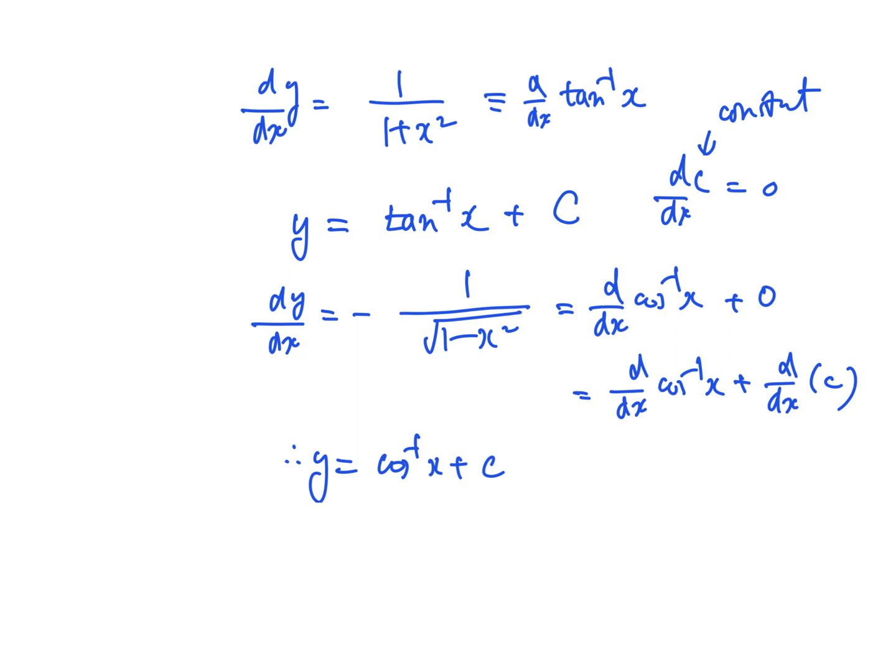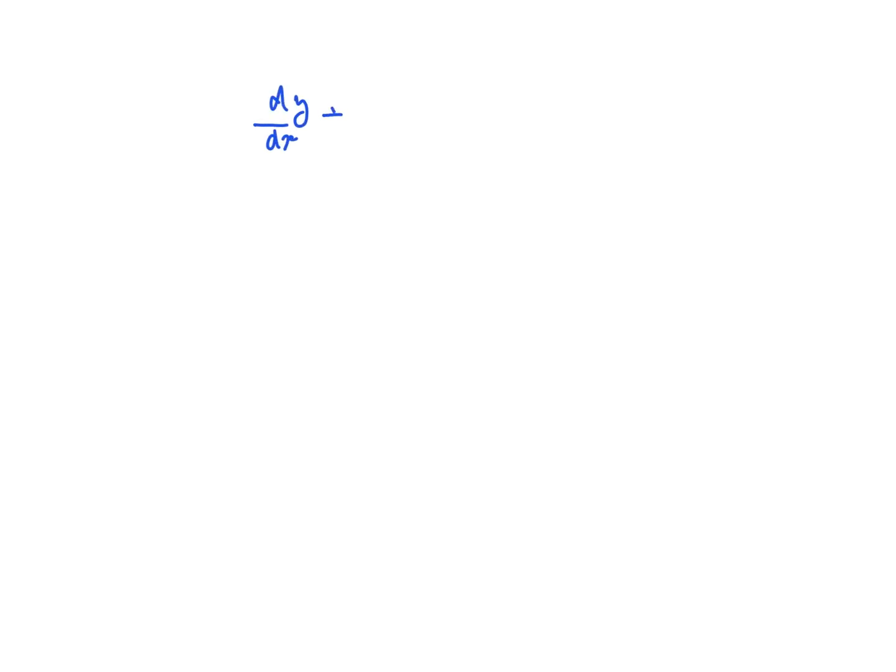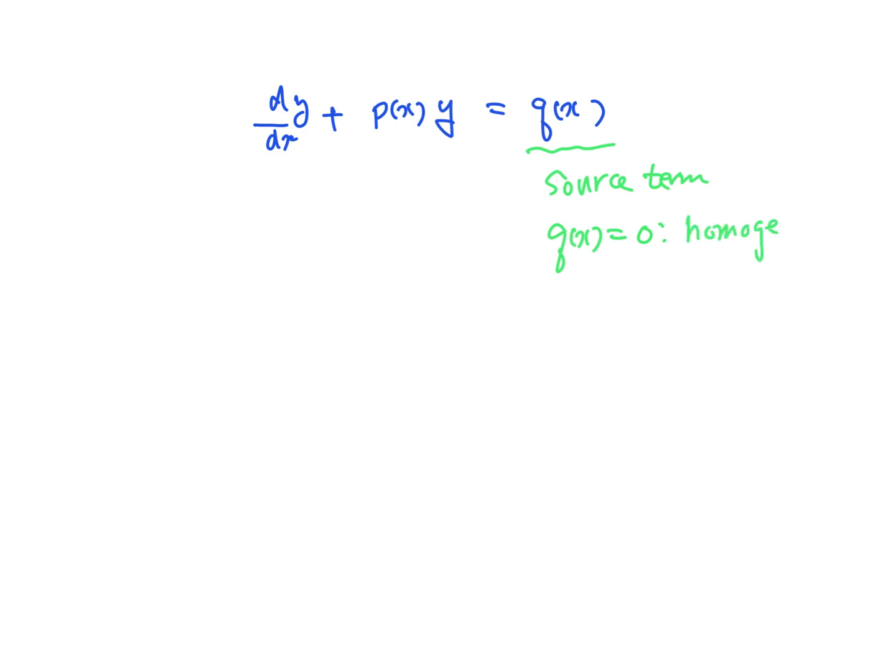But what if this form, right? The simple dy/dx is something. So we are going to try in more complicated form. This is called source term. When Q(x) is 0, we say the equation is homogeneous. When Q(x) is non-zero, inhomogeneous.